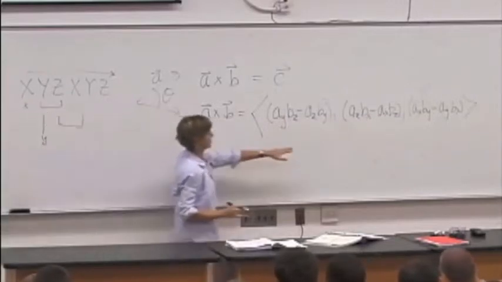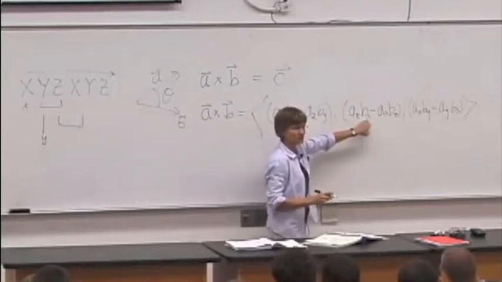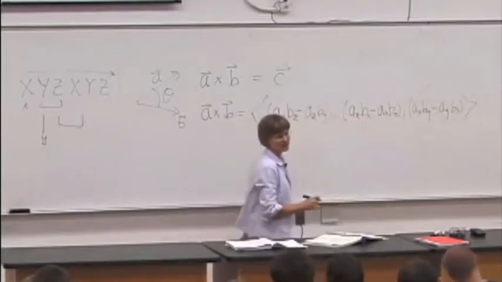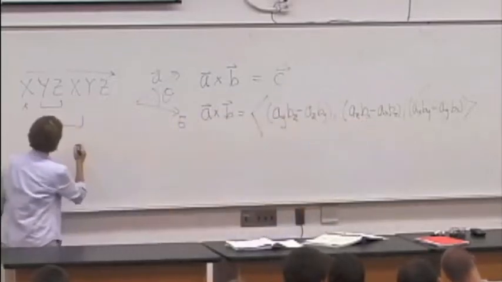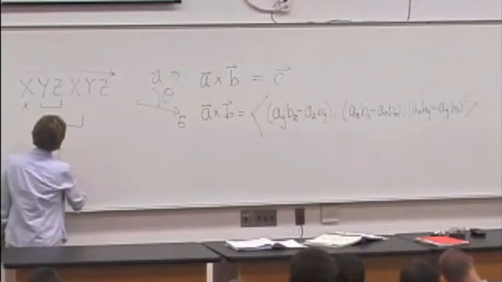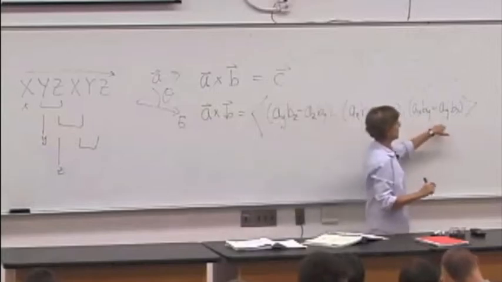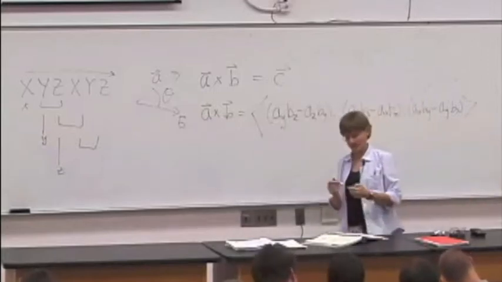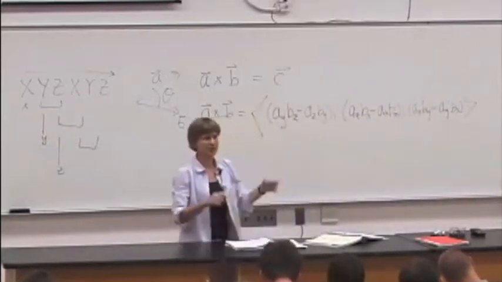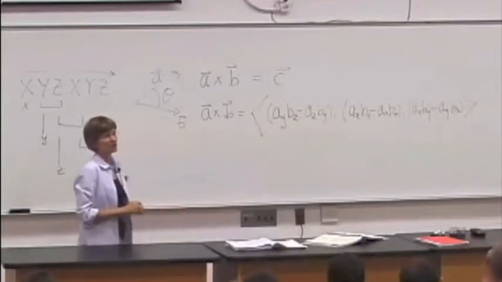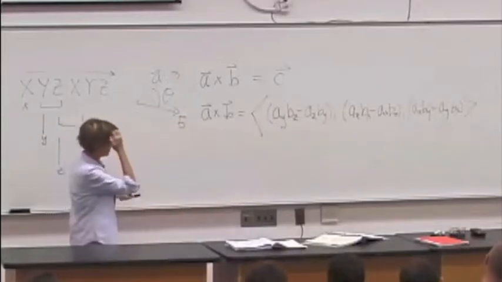So the y component would be azbx minus axbz. And now if you want the z component, the next two letters are xy, so we have axby minus aybx. And a lot of times some of these terms are 0, which is really nice, but sometimes you just have to crank through the whole thing.